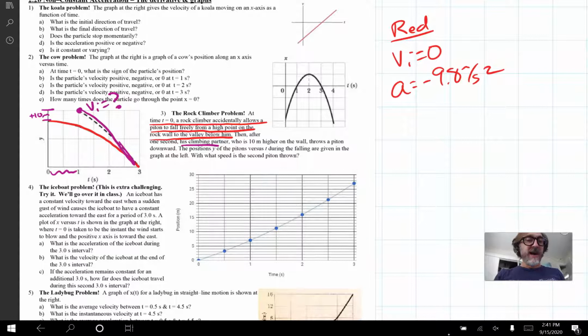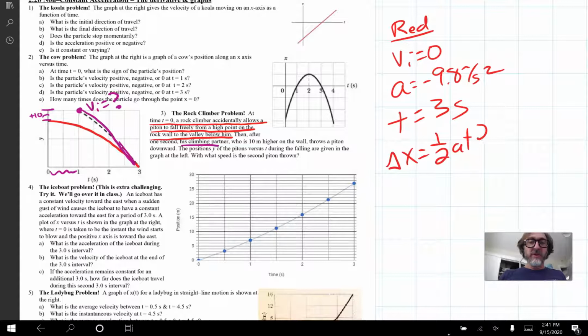We know that the time that the red one falls for is 3 seconds. So we ought to be able to figure out how far it falls by using this equation. If you do that, you get negative 44.1 meters. That's how far the red baton falls. Now, based on that, we ought to be able to figure out what's going on with the purple one, the one that gets thrown.